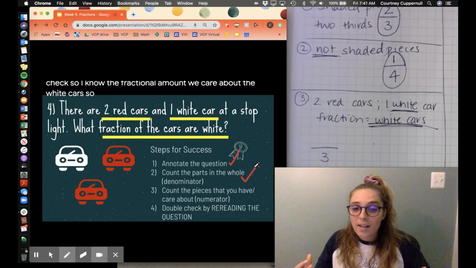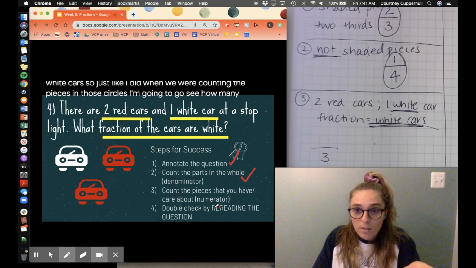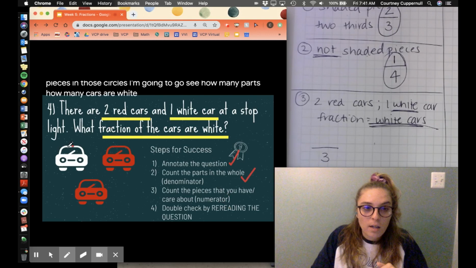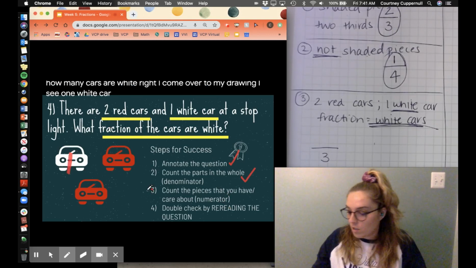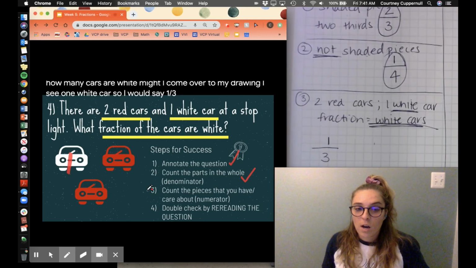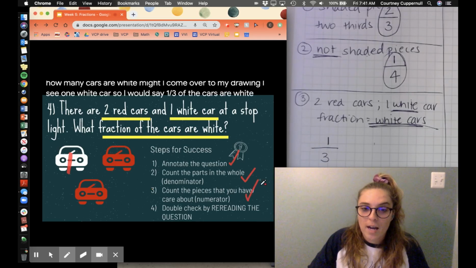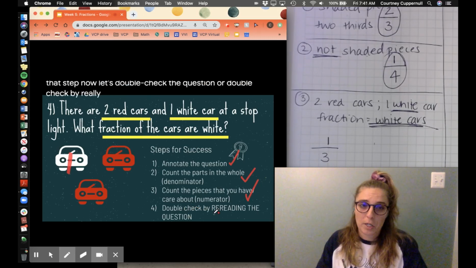So just like I did when we were counting the pieces in the circles, I'm going to see how many parts, how many cars are white. I come over to my drawing. I see 1 white car. So I would say 1/3 of the cars are white. Did that step. Now let's double check by rereading the question.